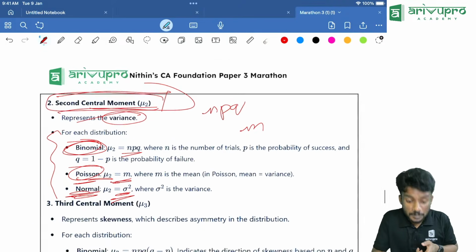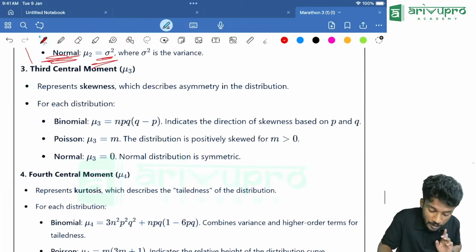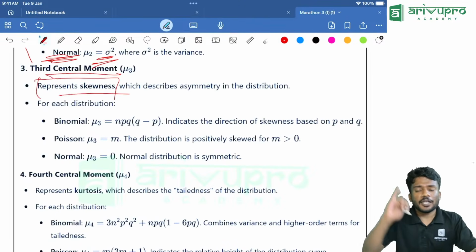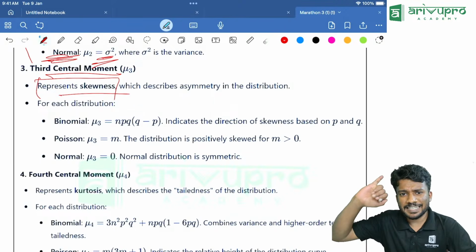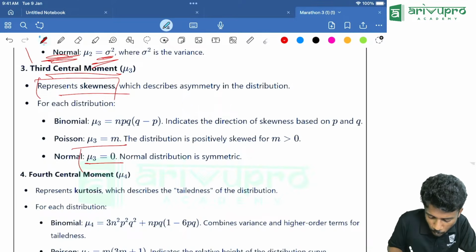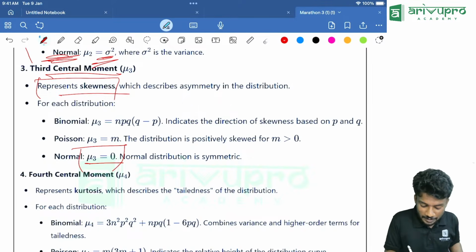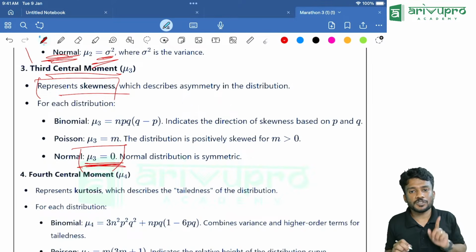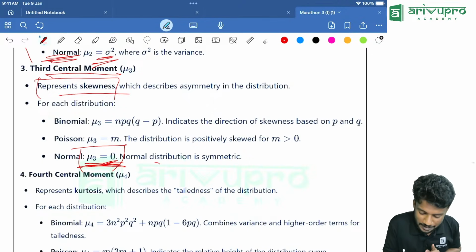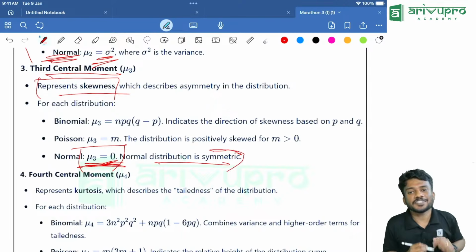Sigma square. This also is important. Then the third central moment represents skewness. Now people, I will directly ask you one question. Is there any skewness in our normal distribution? No. That's why it is always symmetrical. That's why for the normal distribution the skewness, or the mu3 value, is equal to how much? 0. Why is it? Because the normal distribution is symmetric.